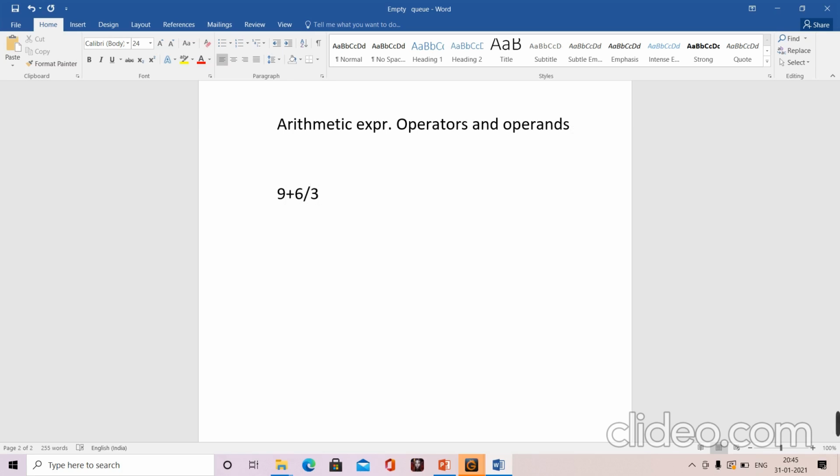If division is performed first before addition, then the result would be 11, right? If division is performed first before addition, the result would be 11. While if addition is performed before division, then the result would be 5. All right. Now, to avoid this ambiguity, we are going to use parentheses to specify which operation is to be performed first. All right.